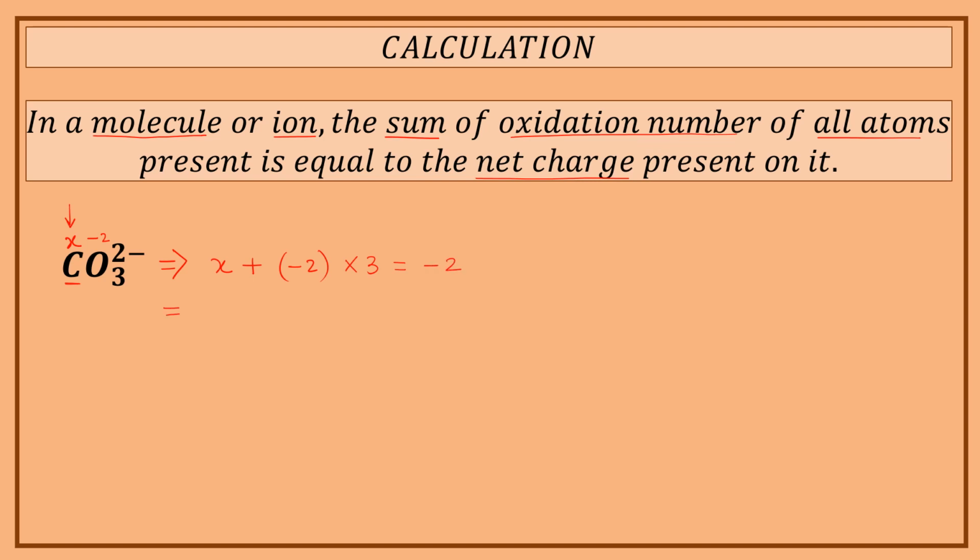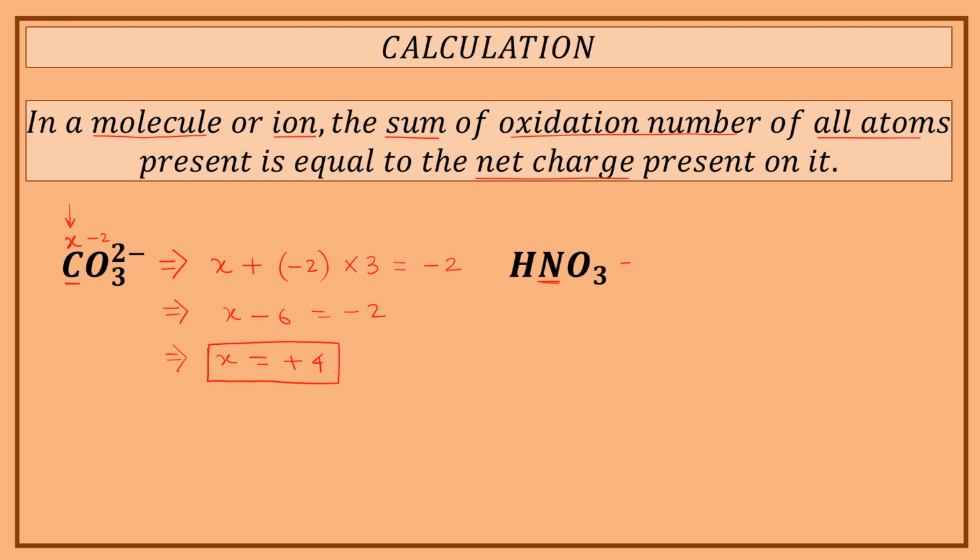Okay, so moving ahead, we will simplify this equation as x - 6 = -2, and finally we will get the value of x as +4. So the oxidation state of carbon in the carbonate ion is +4. Let me take another example of calculation of oxidation state. Here we will calculate the oxidation state of nitrogen in the molecule HNO3.